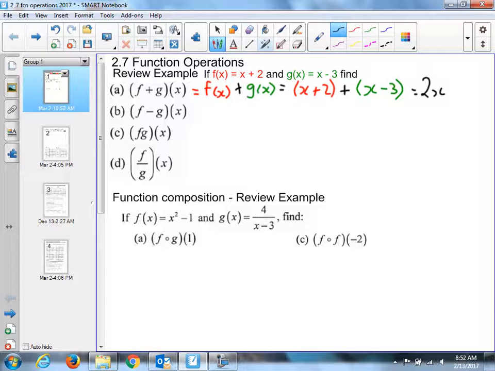I'm sorry, what's that? Why is it x in the back? Also multiplied by x. Ah, that's what I was, okay. This notation means f plus g of x, and it really means f of x plus g of x. So yeah, don't think of it as multiplied. That's what I wanted to show there.